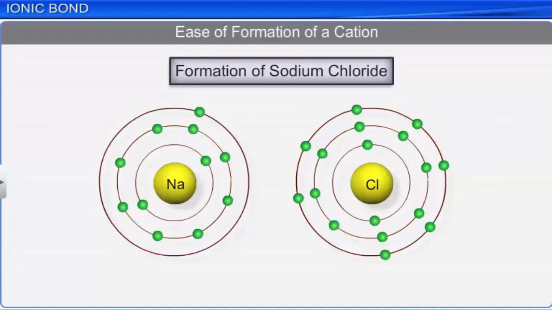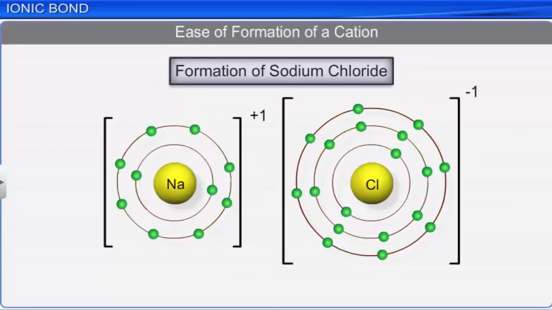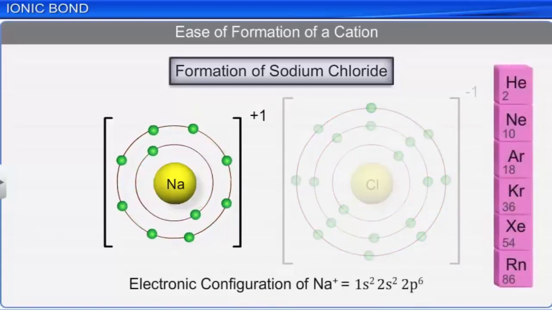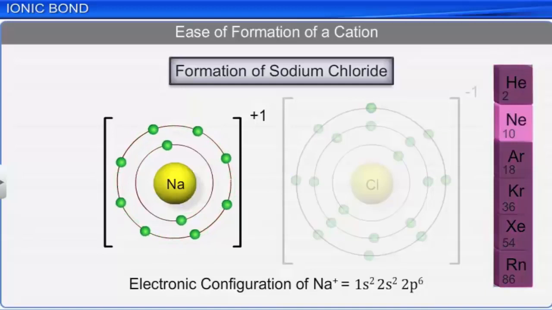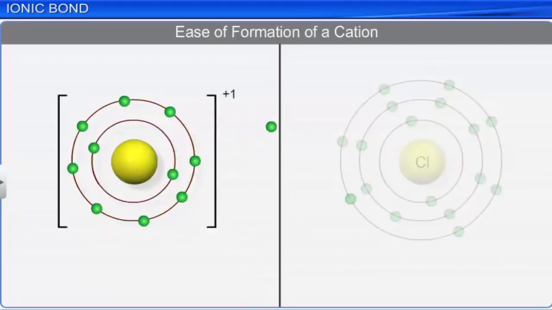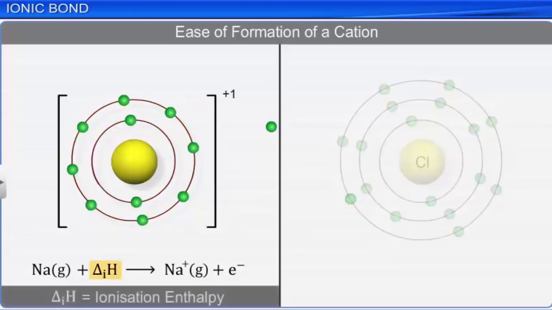In the formation of sodium chloride, sodium loses one electron and attains the configuration of its nearest noble gas, neon. The amount of energy required for the ionization of a neutral atom, which is sodium atom in this example, is called ionization enthalpy. It is always endothermic.